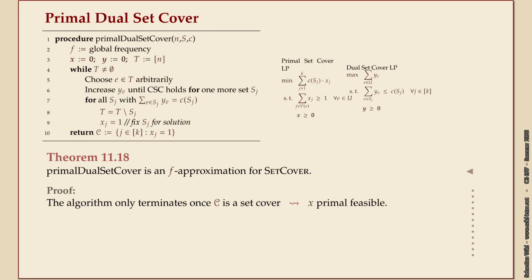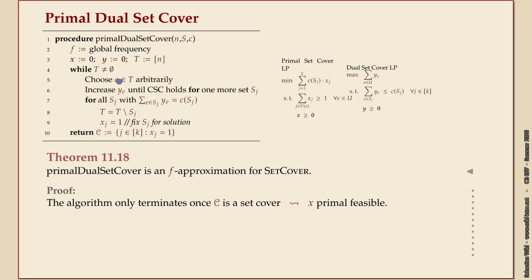And then you can do the following cute algorithm. That's the primal dual set cover approximation. F is the global frequency, so the maximum number of sets that any element occurs in. We initialize our two solutions, x and y, with the all 0 vector. And T will be the elements, part of the universe that we still have to cover. And as long as some elements are not covered, we take some element.